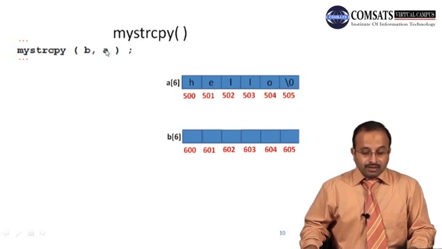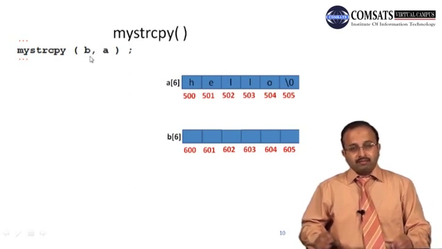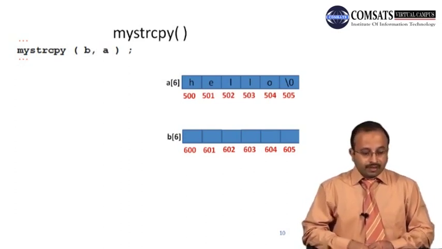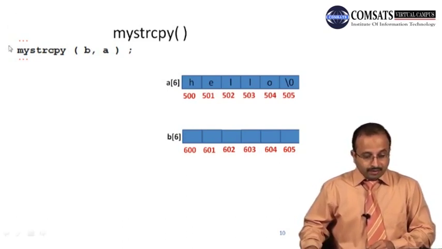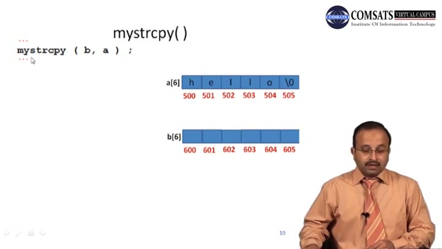So the second base address, it will read from here, and the first base address that we are providing to my string copy function, it will write into that, and that is the same as string copy function. So this is the main from where you are calling this function. It will return nothing actually.